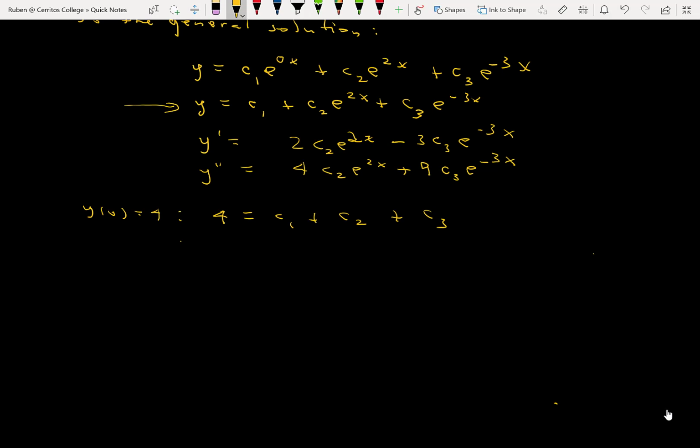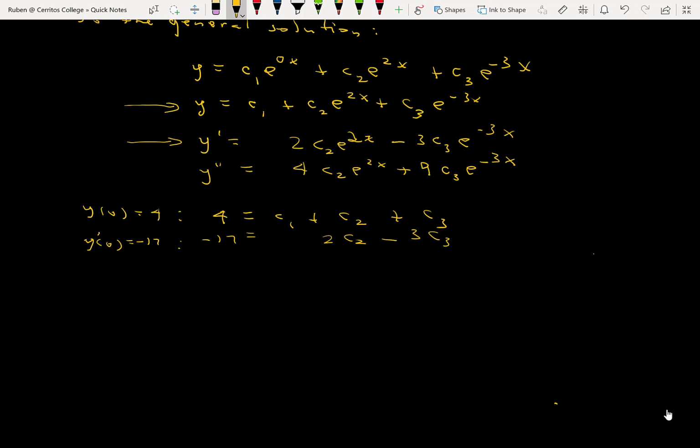So now let's apply our second initial condition to our differential equation. Our second initial condition says that y prime of 0 should equal negative 17. If we apply that to y prime, that means that negative 17 should equal 2C2 e to the 0, which is 1, minus 3C3.